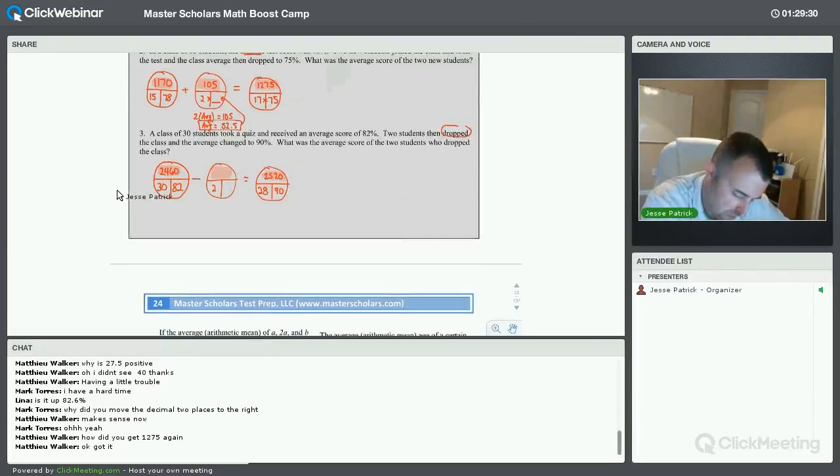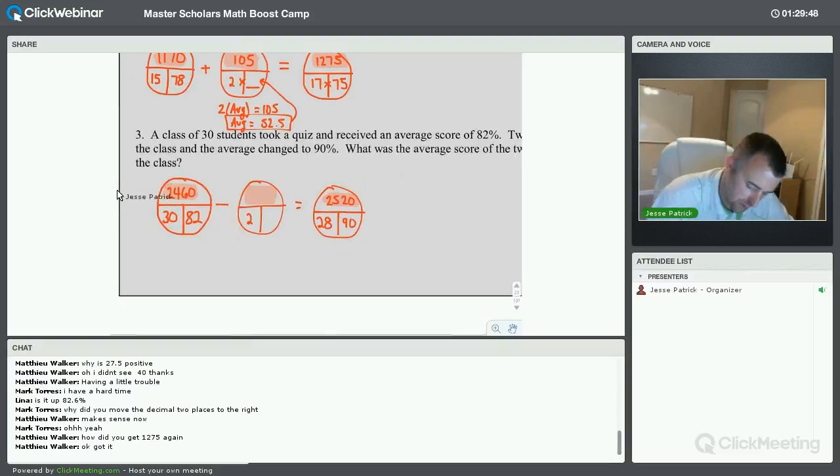Did I do that right? Maybe my numbers are bad. Two students dropped. Okay, so right now with the numbers that I have, I'm actually going to get a negative. I don't want a negative. So I'm going to change the value in this problem to make it not turn out that way.